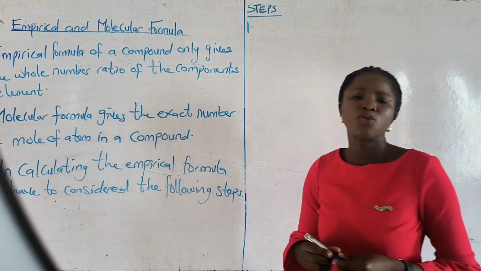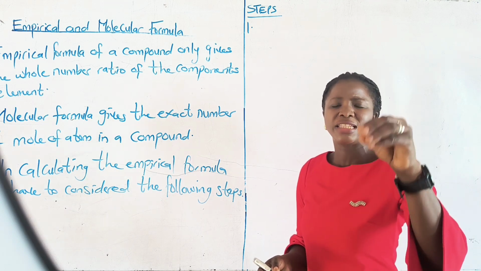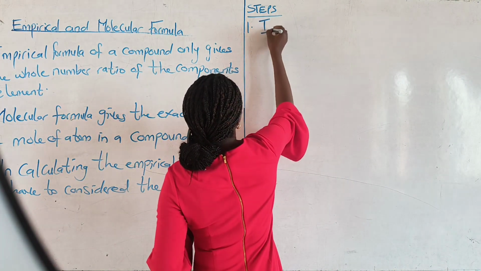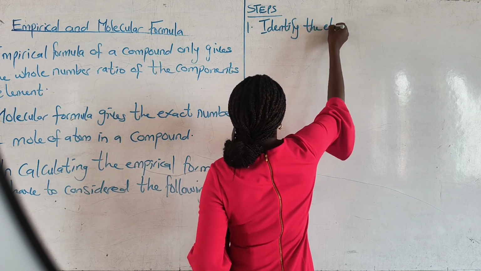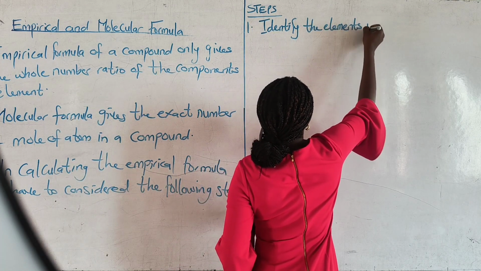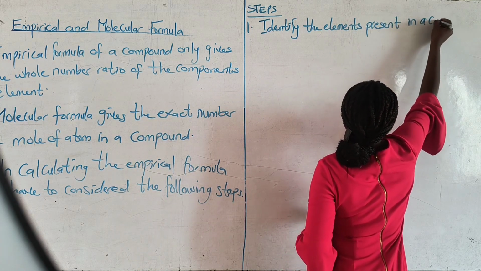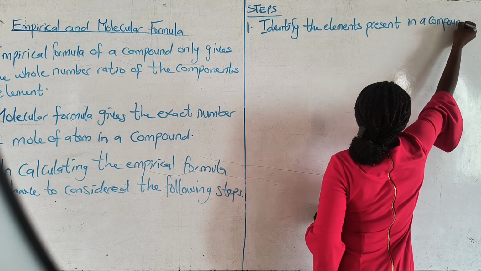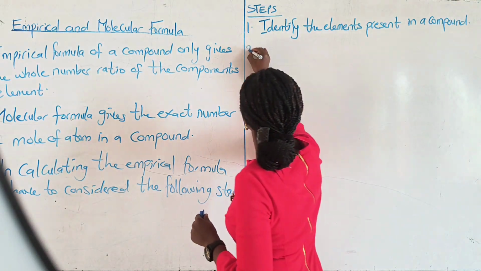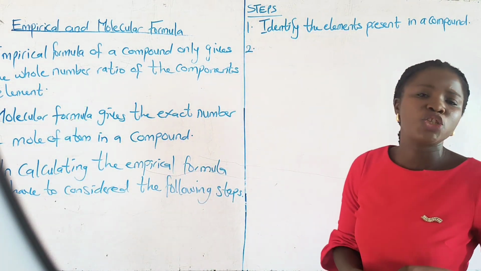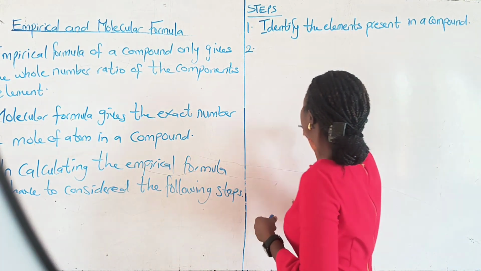The first thing we have to do is know the component elements. We first identify the elements present in the compound. So that's the first thing you need to do. Number two, you have to know the percentage composition of each element from your question.